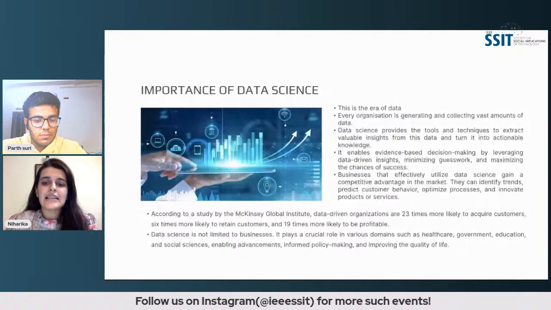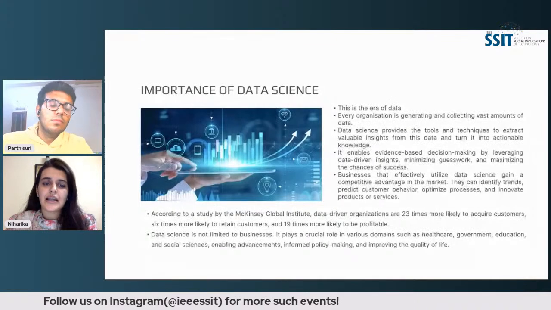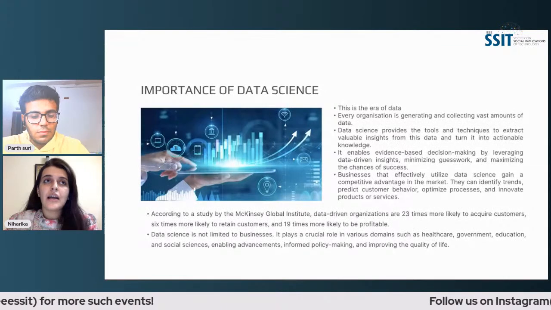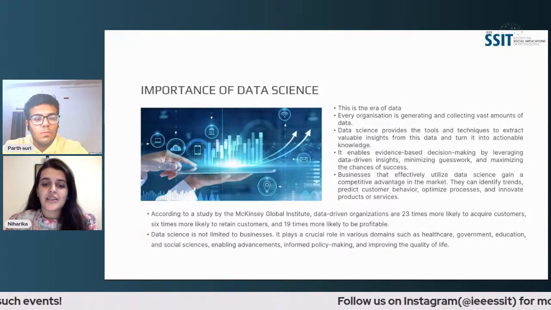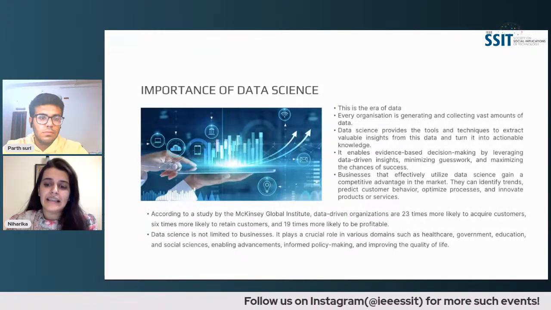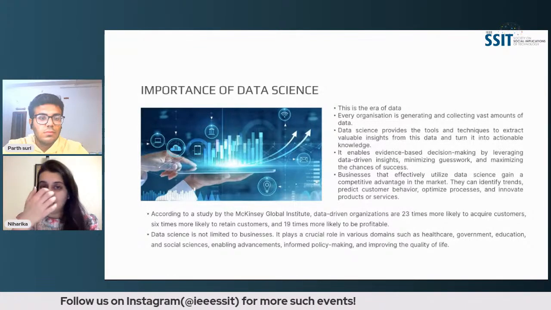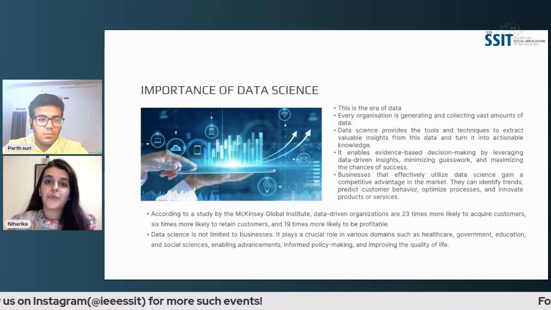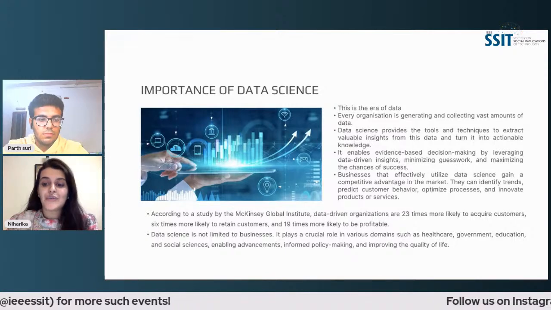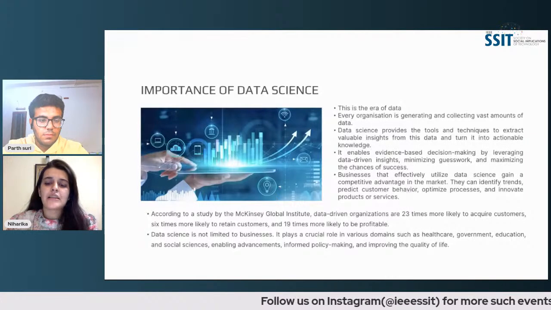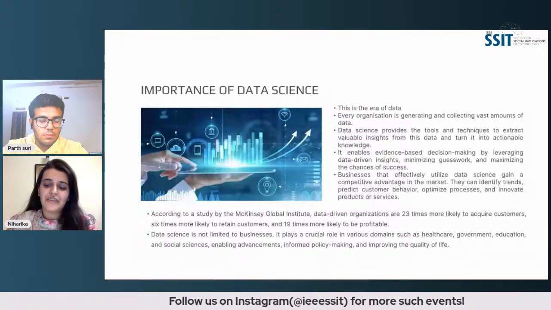Many businesses are using it, but it is not limited to that. Data science is now coming into each and every industry there is, for example healthcare and the government sector as well. Even many education institutes are using data science to make informed decisions and improve the quality of life.